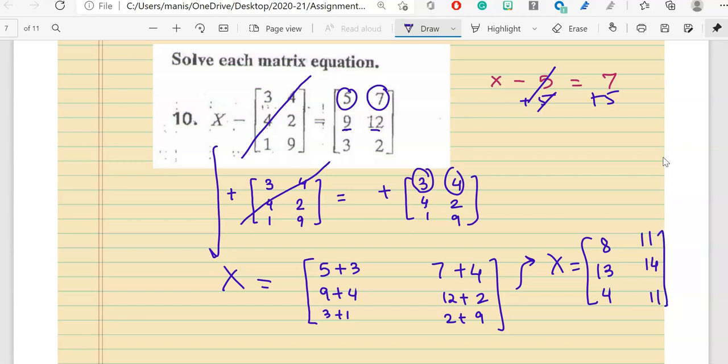Now you can write the order of the matrix also. How many rows are here? 3. How many columns are here? 2. So this is the final answer for this problem. So we are able to find the value of x by solving this matrix equation.